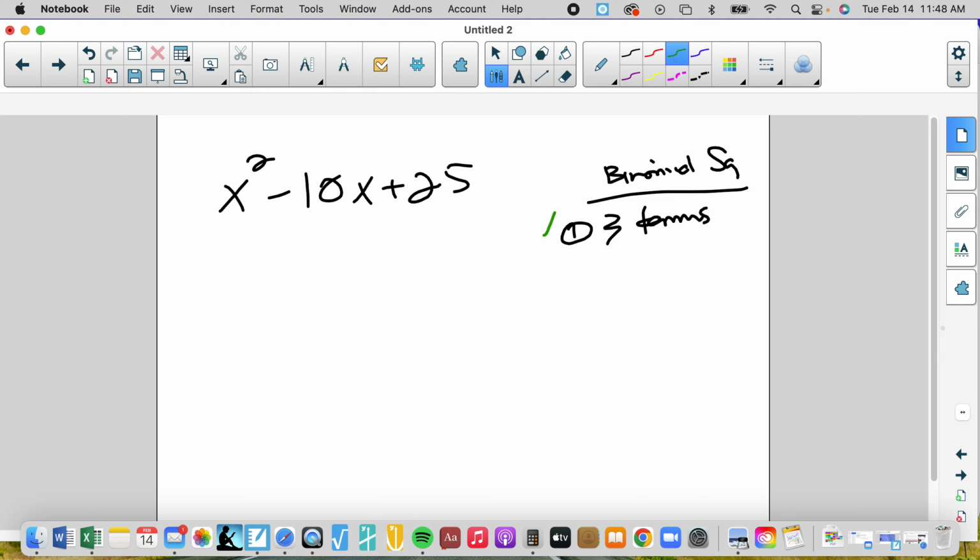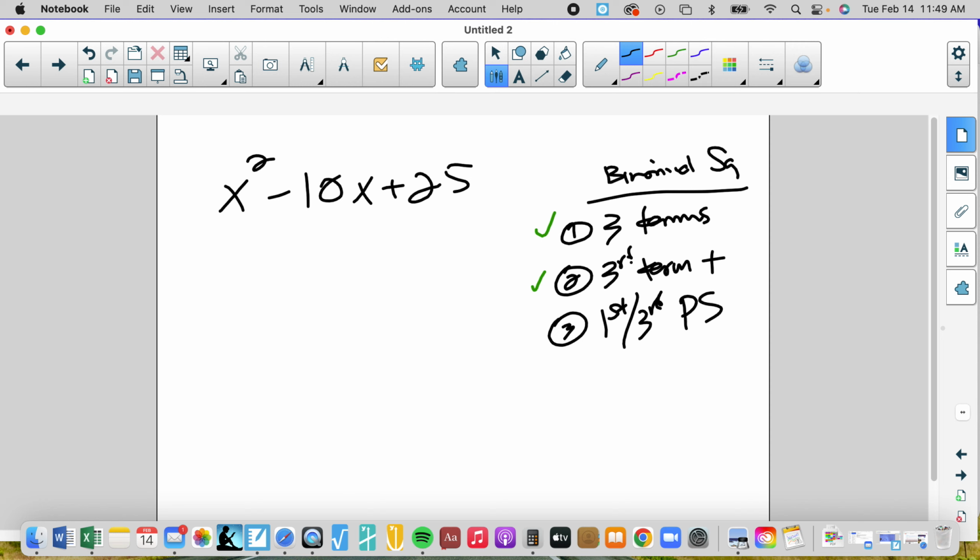Yep, it has 3 terms. The next criteria was that the third term was positive. Yep, their third term was positive. That worked, so that's a check also. The next criteria was first and third are perfect squares.